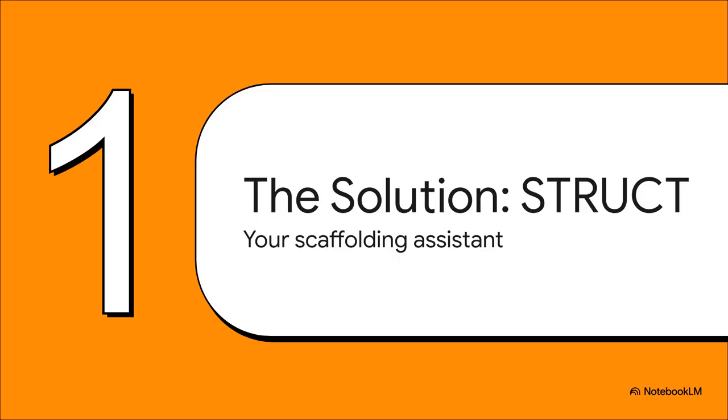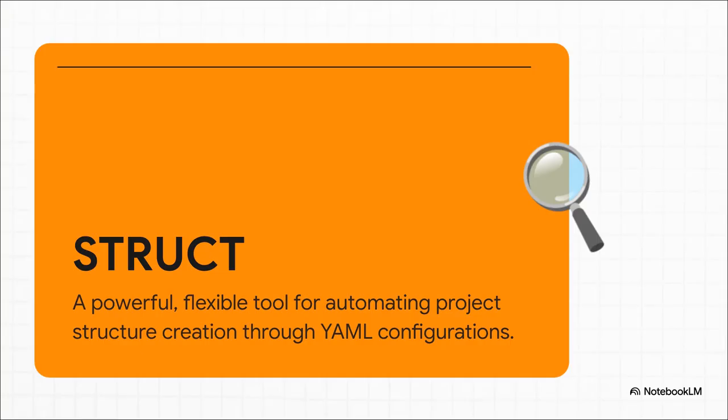But what if you could just not do any of that? What if you had a personal assistant whose only job was to handle all that project scaffolding for you? Well, that's pretty much what STRUCT is. So what is it really? At its core, STRUCT is this super powerful and flexible command line tool for automating project structures. And the magic here, the real secret sauce, is that it uses simple, easy-to-read YAML files to define everything. It lets you treat your project setup just like code: declarative, version-controlled, and totally reusable.